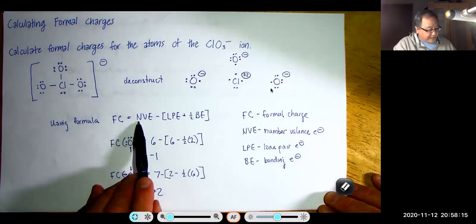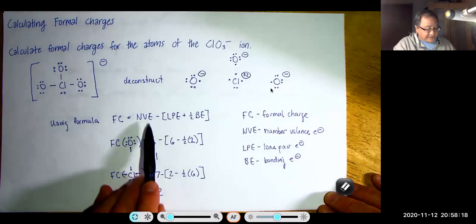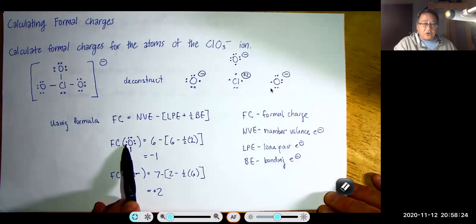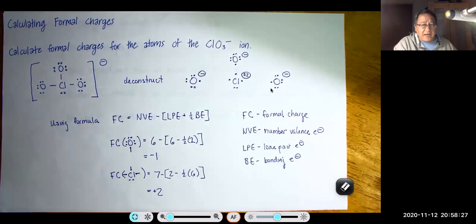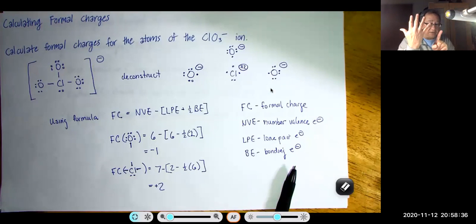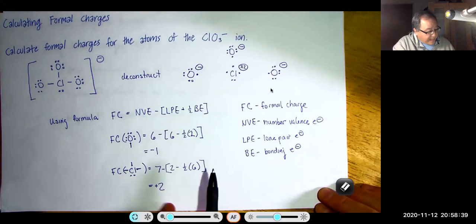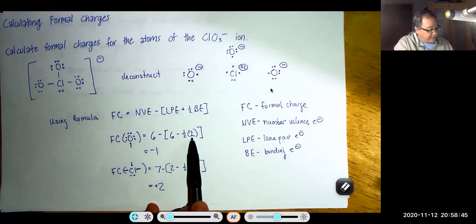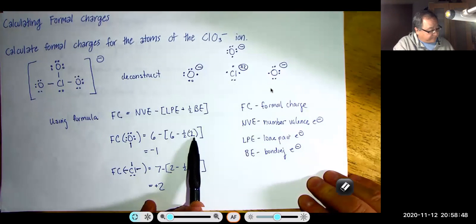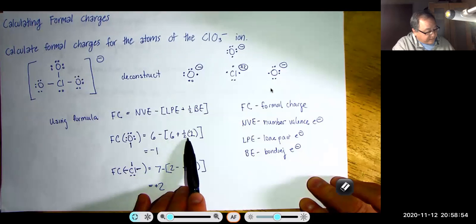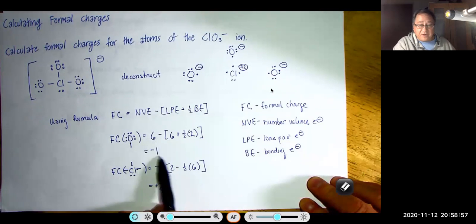Oxygen is in group 6A, so the number of valence electrons is 6. How many lone pair electrons? 2, 4, 6. So lone pair electrons is not asking how many lone pairs, it's asking for how many lone pair electrons. It has 3 lone pairs, but it has 6 lone pair electrons. So we use the number 6 here. How many bonding electrons? Well, it has 1 bond, but there are 2 electrons. So we put a 2 there. So half of 2 is 1. Oh, and this should be a plus. So we have 6 plus 1, and that becomes a 7. 6 minus 7 is -1.